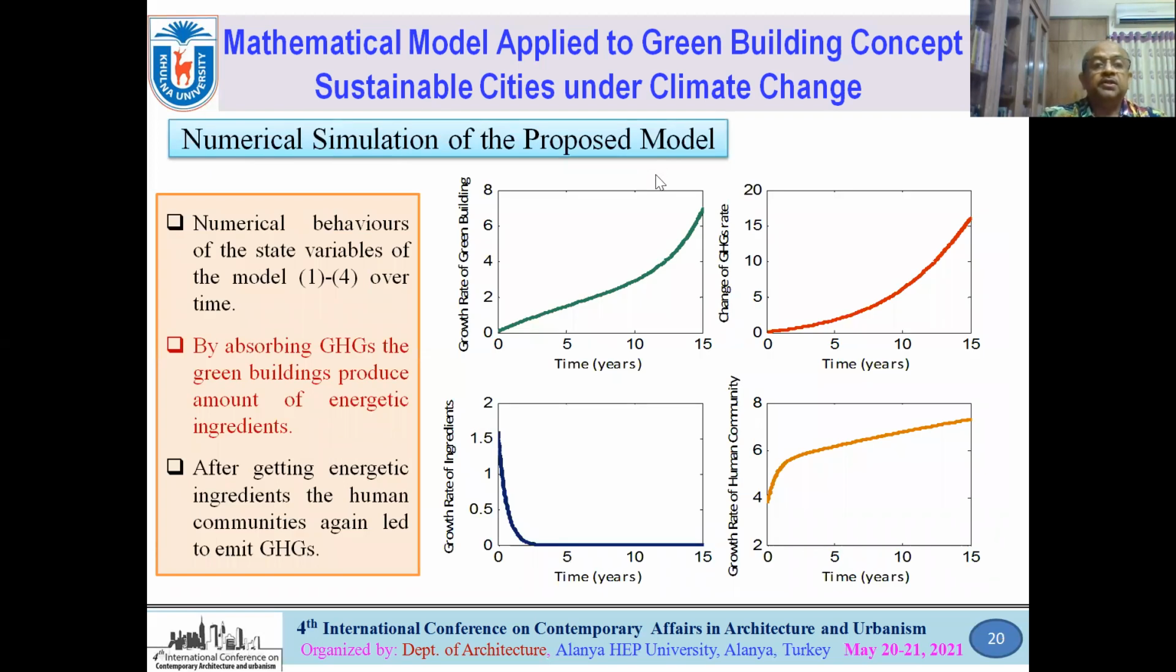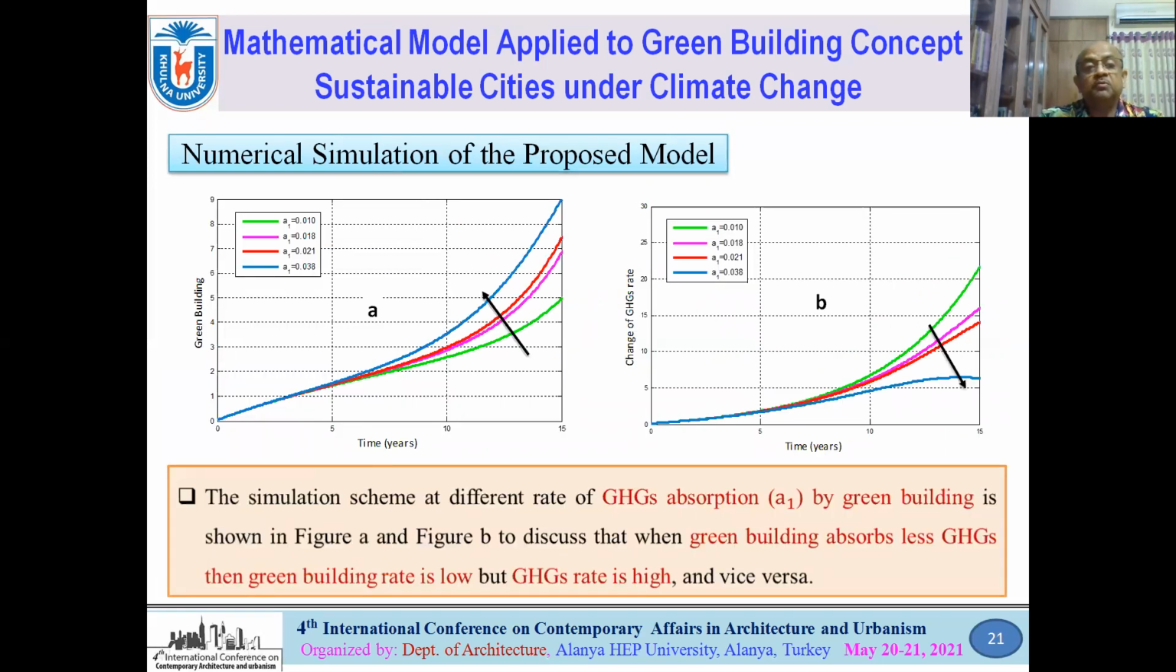Now here you can see the numerical simulation of the proposed model. It is very clear from the figure that if we take all the components together, by absorbing greenhouse gases, the green building produces an amount of energetic ingredients. That is, green building is increasing, and the greenhouse gas is decreasing, and the growth rate of the ingredients is increasing, and our human community is increasing, because human communities are taking benefit from this green building idea, the innovation of the green building idea.